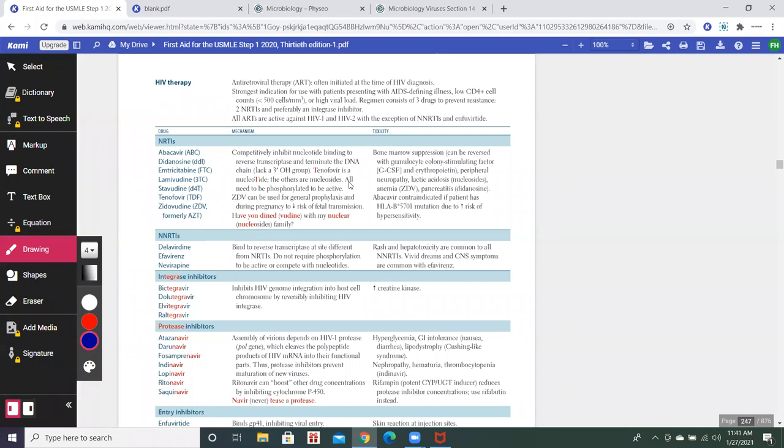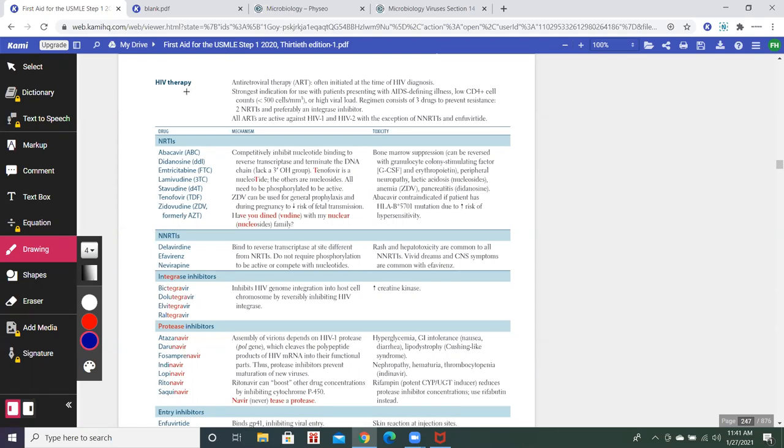If I mention abacavir, tenofovir, stavudine, lamivudine, which group of drugs do they belong to? NRTIs. So if you have to understand nucleoside reverse transcriptase and non-nucleoside reverse transcriptase, if you focus on the word DEN, D-E-N, is that enough? Right? That's enough. That is delavirdine, efavirenz, and nevirapine.